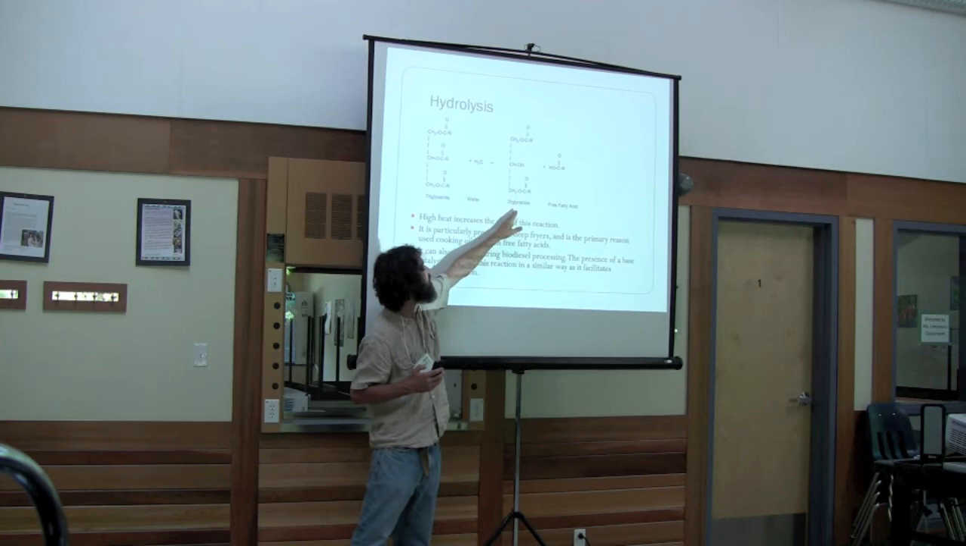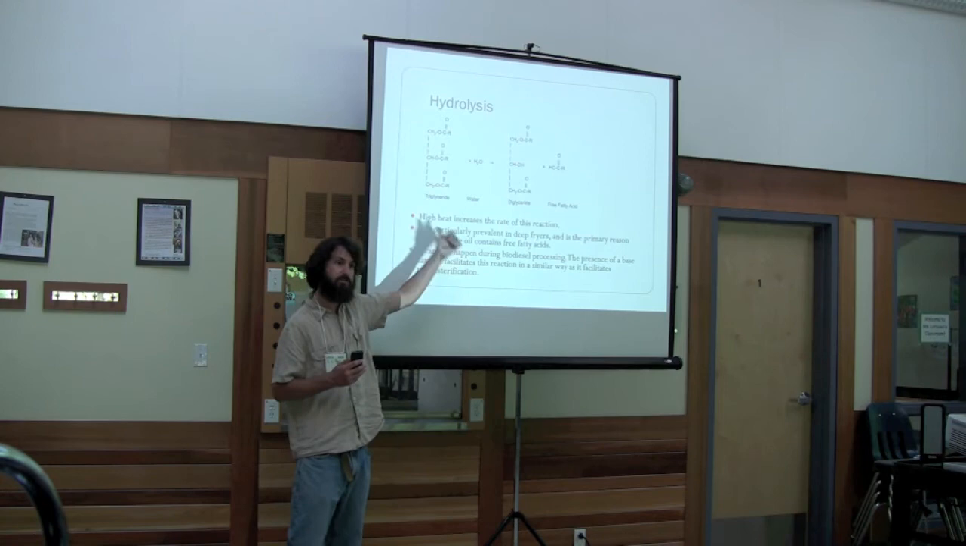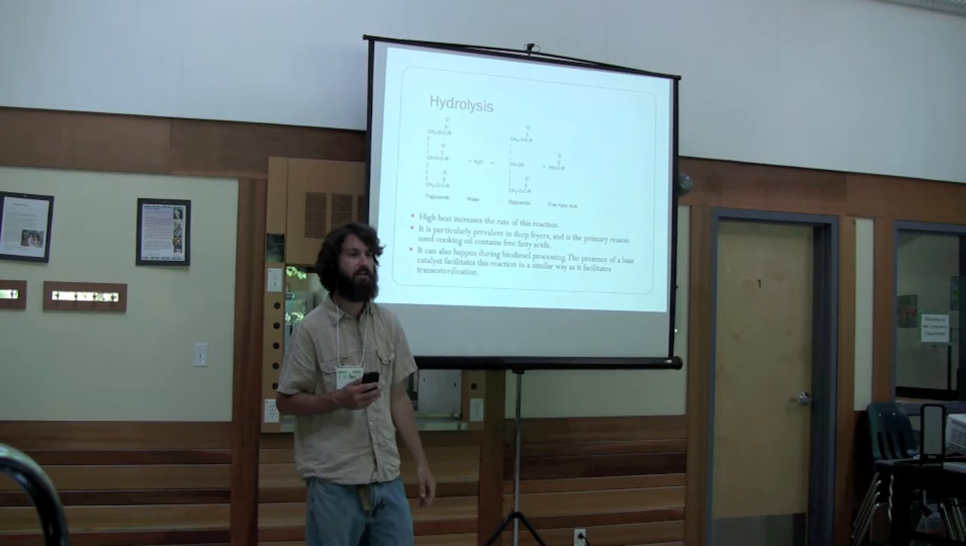Now this happens in deep fat fryers. When you have a lot of heat, a lot of things moving around, again, equilibrium. If there's a lot of oil and a little bit of water, the water's going to react with the oil. So that's why when you have bad oil, it tends to have a lot of free fatty acids.